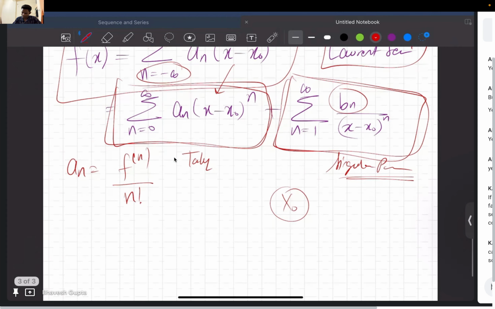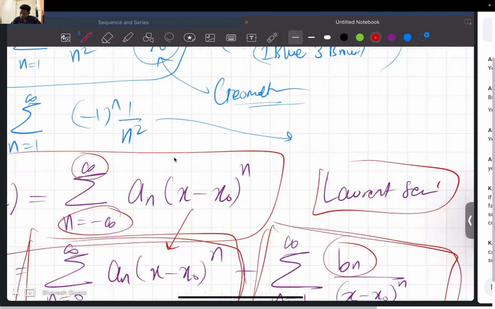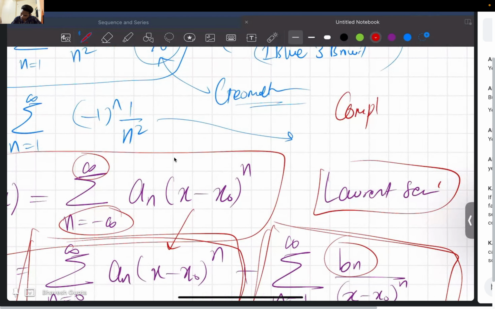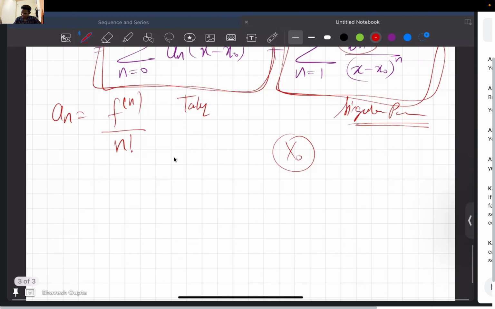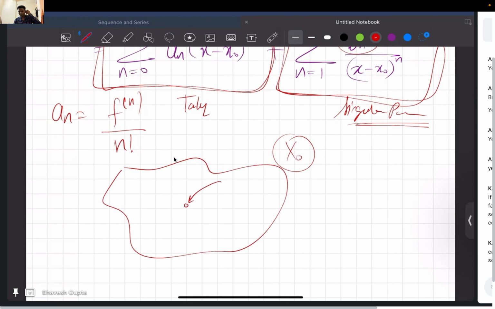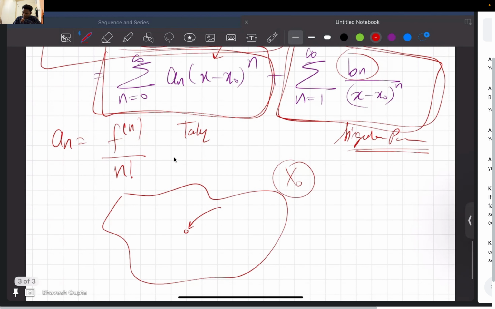We will study all of this in a subject called complex analysis, because in complex analysis we are interested in a point. For example, in complex analysis we basically have a fabric, right? In a fabric there is a puncture, and we are interested in the behavior at that puncture point. I hope you see what I'm trying to say.